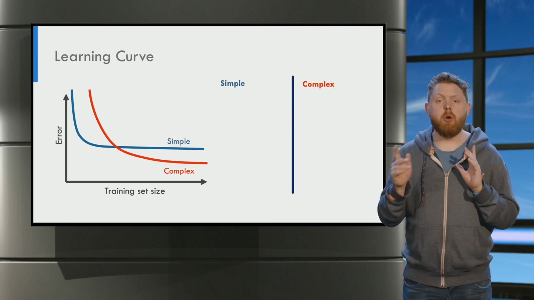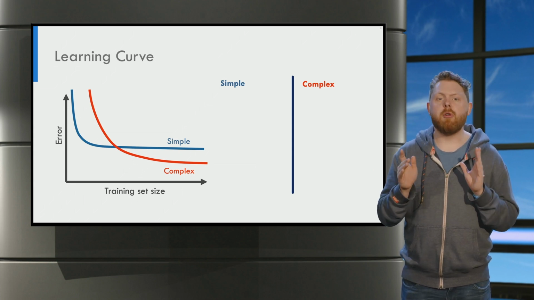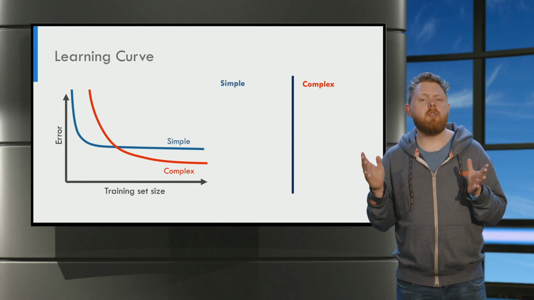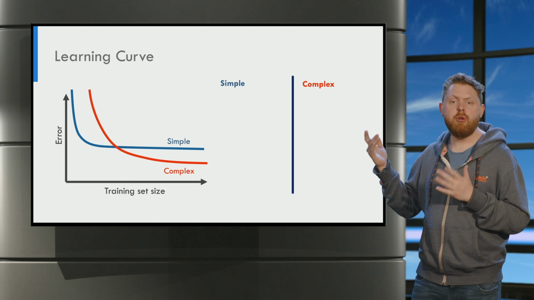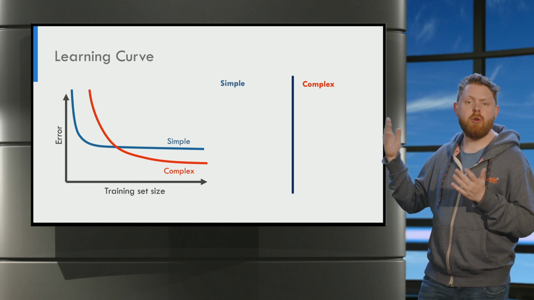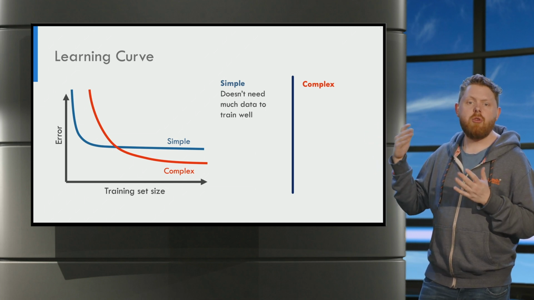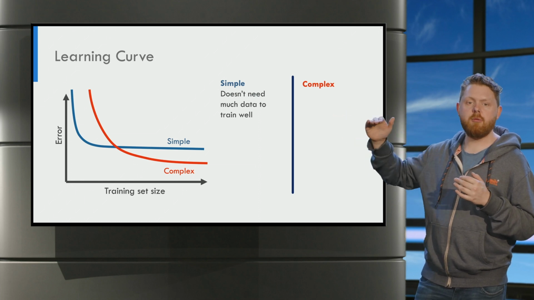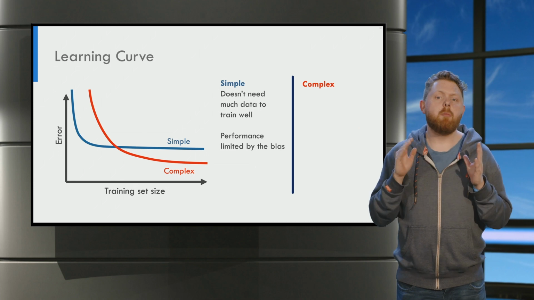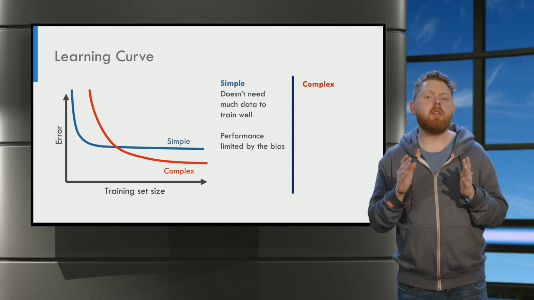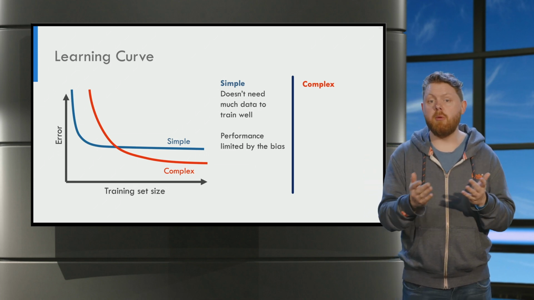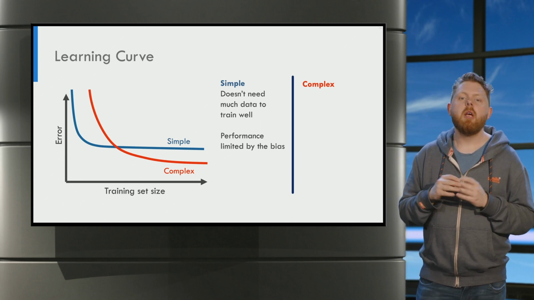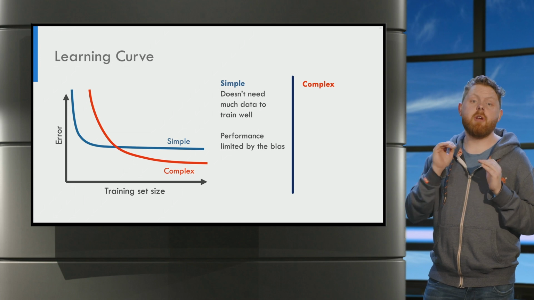For a simple and a complex model, the learning curves often cross. That is because a simple model usually doesn't need much data to train well. The training error rapidly decreases, but then it plateaus. The performance for this simple model is limited by the bias. At some point, it cannot improve its performance anymore. This is because the bias is always constant.